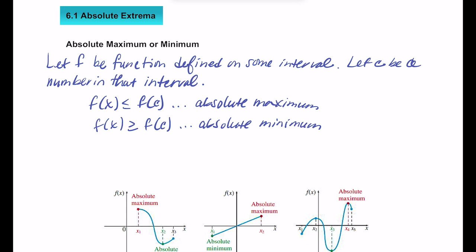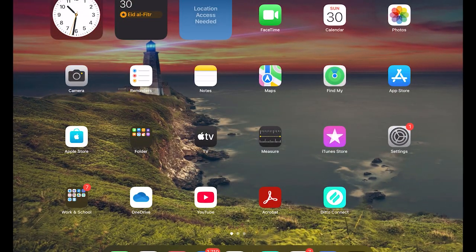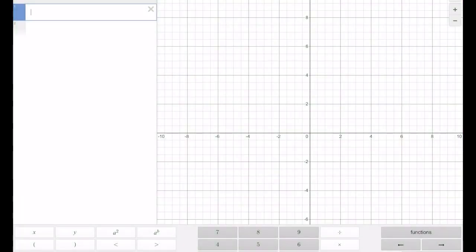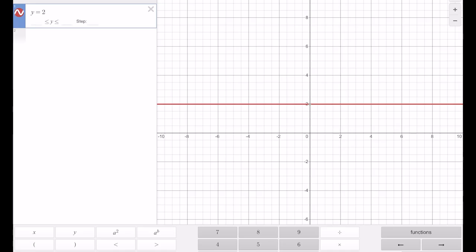It can have any points where these values occur. So if you were to have the graph of f of x equals 2, that would be just a horizontal line through y equals 2. And as you can see there, that y value, which could be a max or a min, occurs at every x value in some interval. So when we're talking about absolute maxes and mins, again, we're talking about the y values and not specific points.